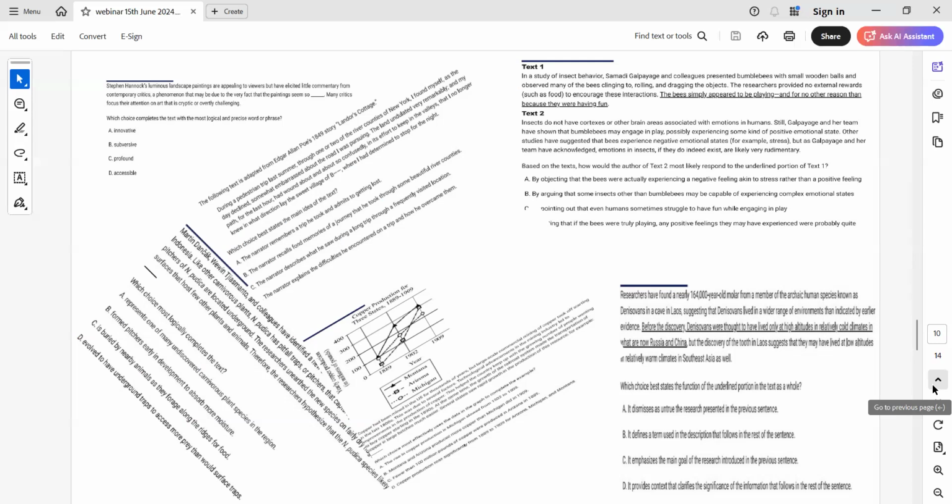Now what you can see on the screen is the types of questions that you may encounter in your test, and this is just to give you a picture of the length of the questions.